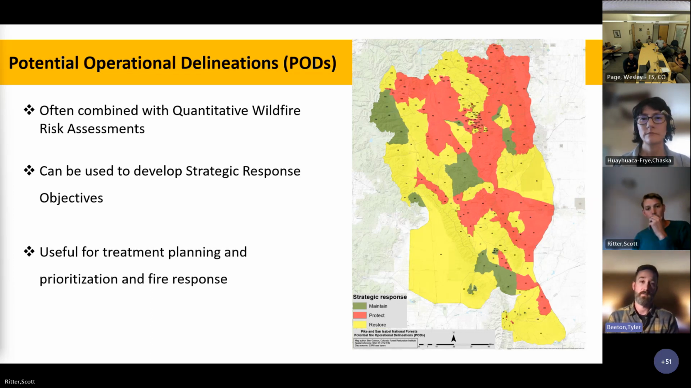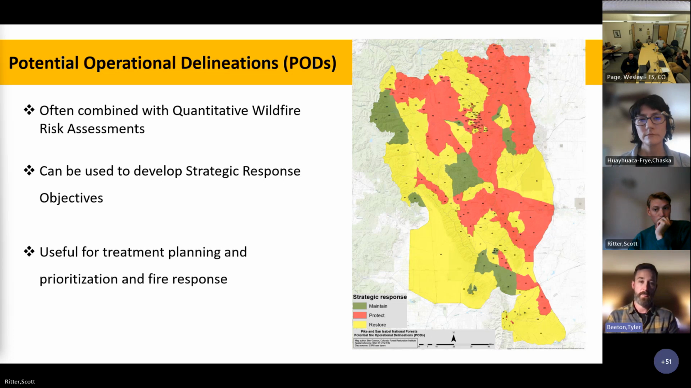So just to give you a couple examples of the categories that we see here on the map on the right, those in red are referred to as protect zones. Essentially what that means is that all the values and resources that we care about within that pod are, under most conditions, going to be negatively impacted by fire. So if we have the opportunity and the means and it's safe to do so, we should be using direct suppression tactics.